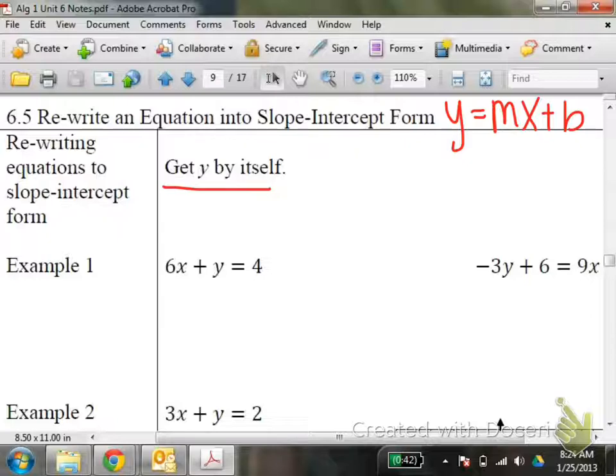So example 1, we have two examples here. First one is 6x plus y equals 4. Now if I want to get y by itself, guys, that means I have to get rid of 6x. How would I move 6x to the other side, Samuel? You just subtract it. So just subtract 6x from both sides.